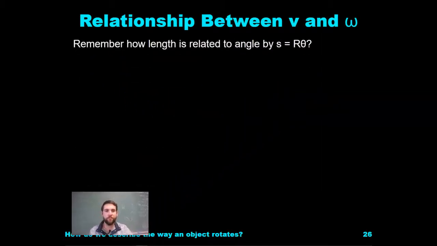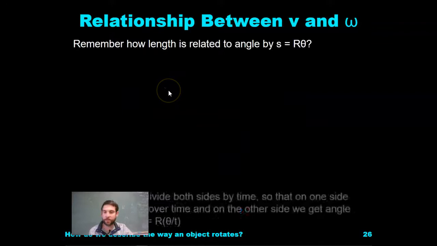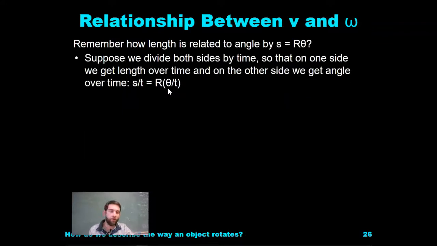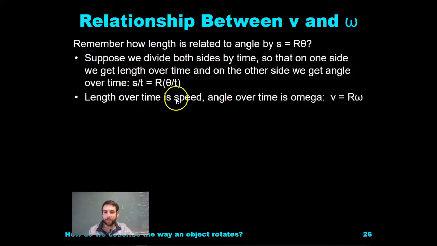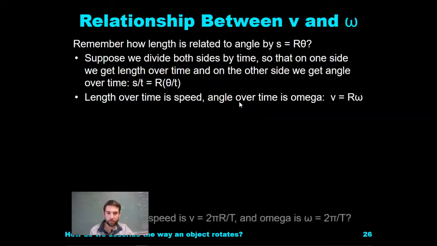Remember how length is related to angle by S equals R times theta. Let's say we divide both sides by time, so one side gets length over time, and the other side we get the angle over time. Length over time is speed, angle over time is omega, V equals R times omega.